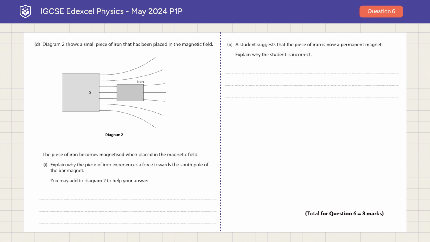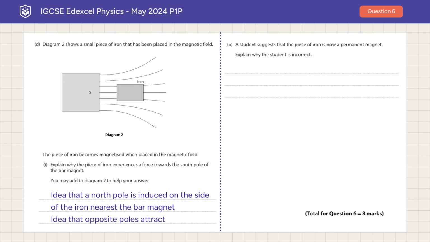For Part D, we explain why a piece of iron experiences a force towards the magnet. The iron becomes an induced magnet. Specifically, a north pole is induced on the side of the iron closest to the magnet's south pole, and because opposite poles attract, it feels a force towards the magnet.